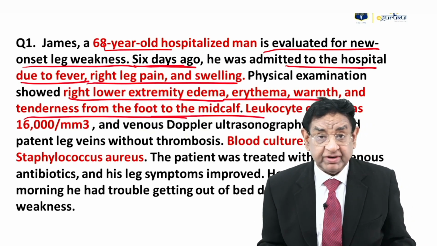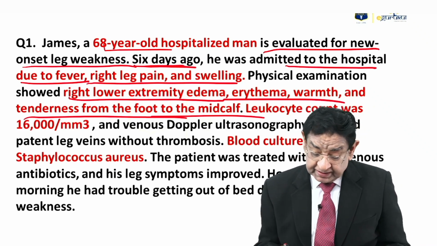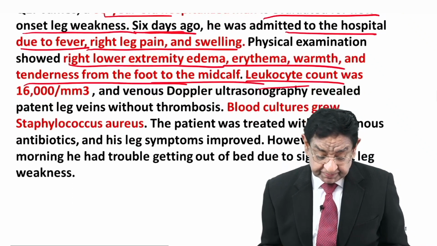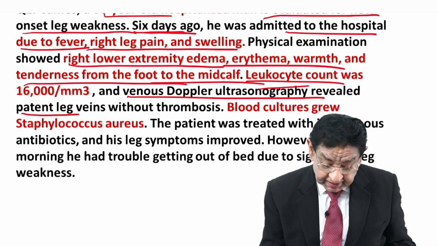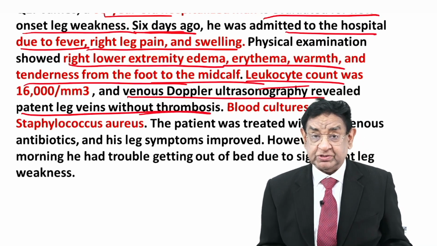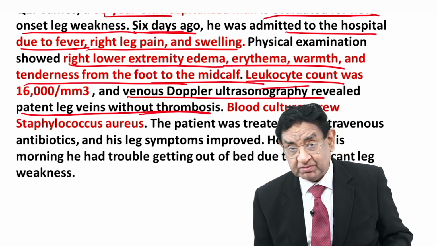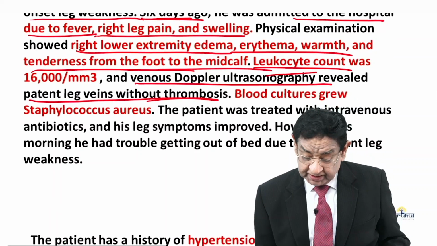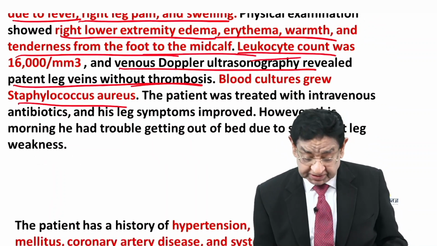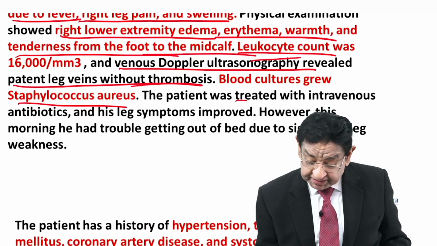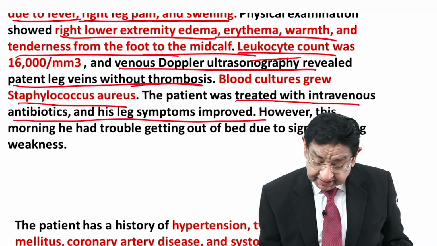Definitely the signs of inflammation are there. TLC count is very high and venous Doppler ultrasonography revealed leg veins without any thrombosis. One of the important differential diagnoses, deep vein thrombosis, has been ruled out. Culture grew Staph aureus, that means an infective pathology is there. Patient was treated with intravenous antibiotic, and leg symptoms improved.